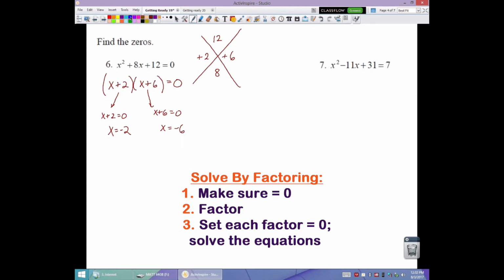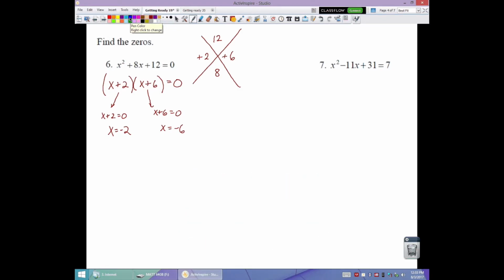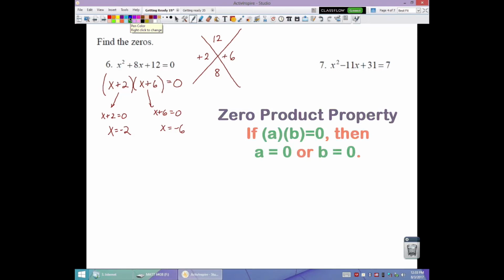Number 7. Is it equal to 0? No. This is the first one that wasn't. Now, the reason we need it to equal 0 is because at this step, when you are saying, oh, I can just set each factor separately equal to 0, that is because of the zero product property, which says simply if things are multiplied to equal 0, one of those things has to be 0.